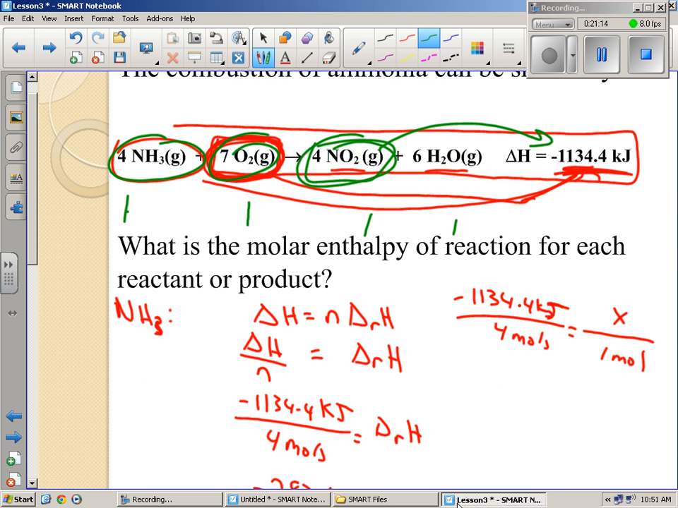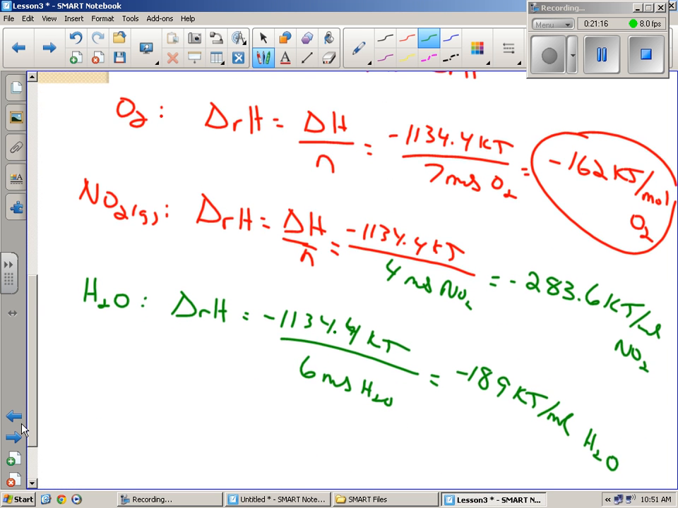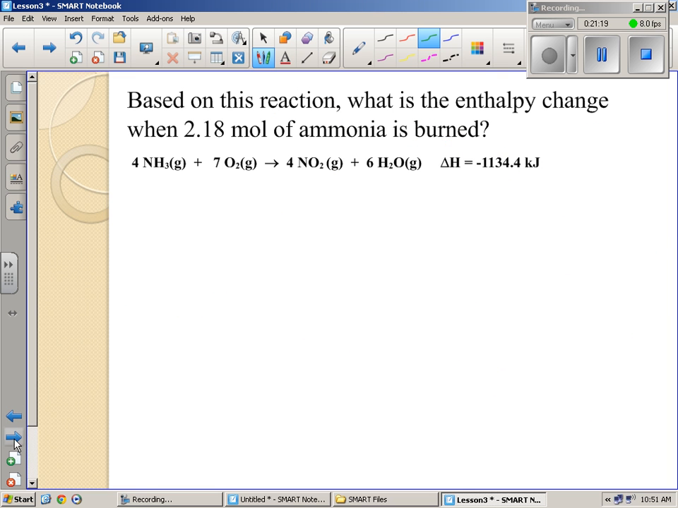So, back to here, all right? That's how you're going to calculate molar enthalpy, okay? How are we going to use this? Well, we're going to use, once again, a balanced chemical equation. So here we go, okay? Based on this reaction here, what's the enthalpy change?